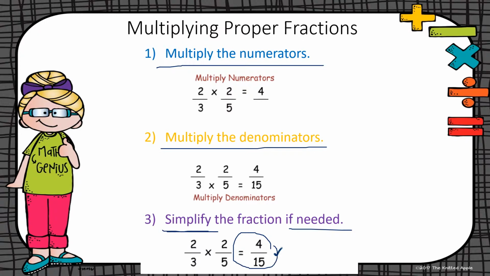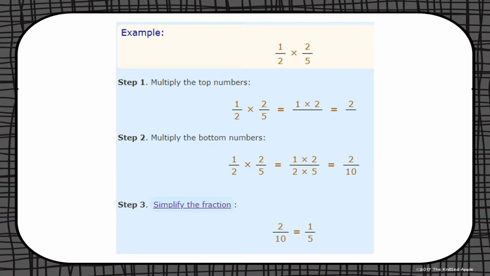Let's look at another one. In this example, 1/2 times 2/5. We'll go through the same steps and make sure we check for simplification at the end. We start by multiplying our numerators. 1 times 2 equals 2, then multiplying our denominators. 2 times 5 equals 10. That leaves us with 2/10. This is a fraction that we can simplify.